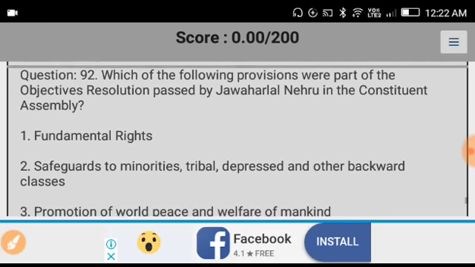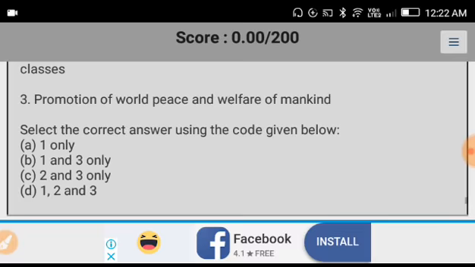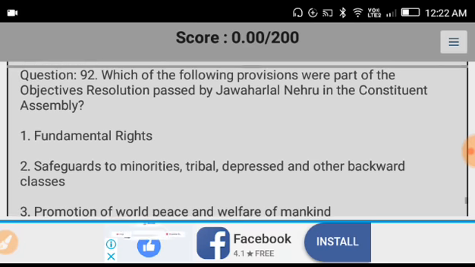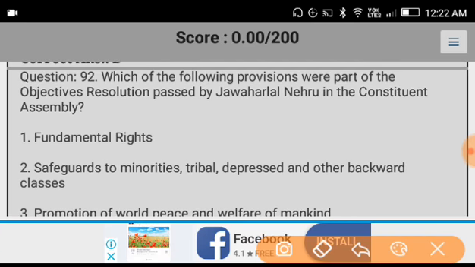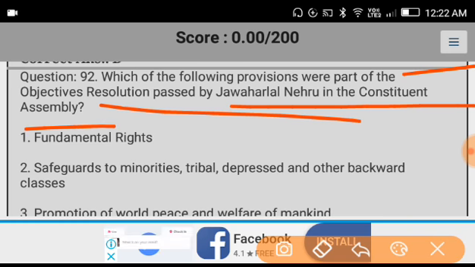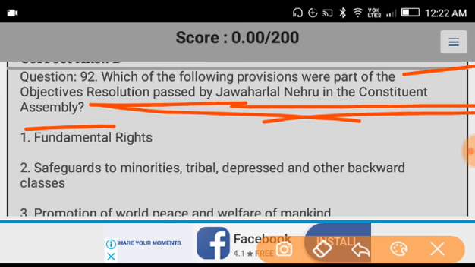So next question: which of the following provisions were part of the objective resolution passed by Pandit Jawaharlal Nehru in the Constituent Assembly? Important question.